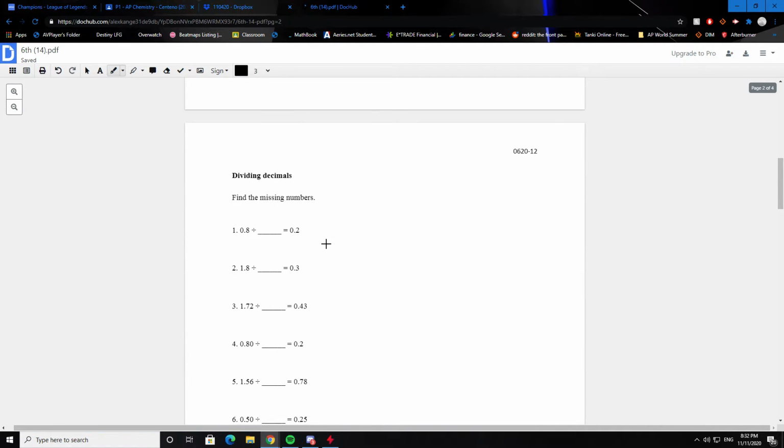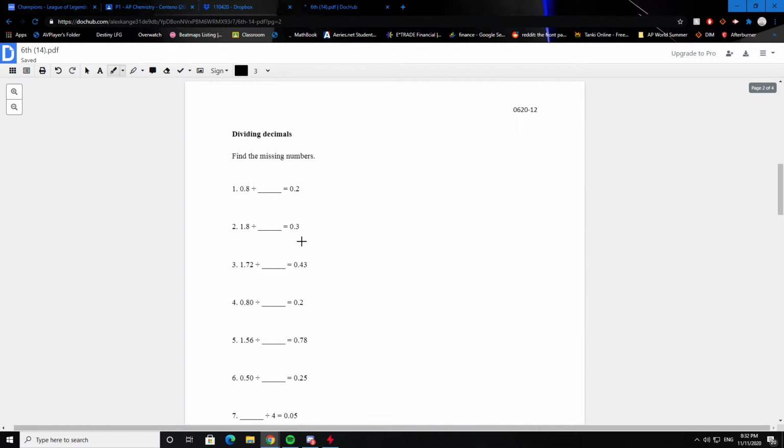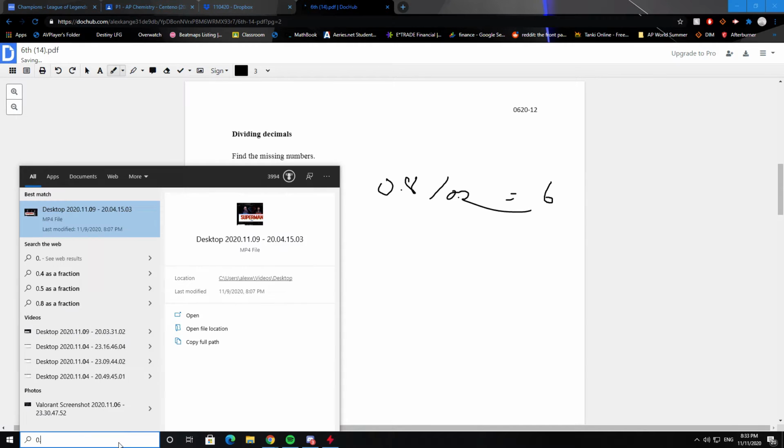Alright, moving on because we're limited on time. So, dividing decimals. When you're dealing with decimal numbers, the rules are a little different. All you have to do is quite literally just divide 0.8 in this question by 0.2. That's all you gotta do. And the answer you get from here is like 4, I believe, or actually I think it's 6. Let me check my math is correct.